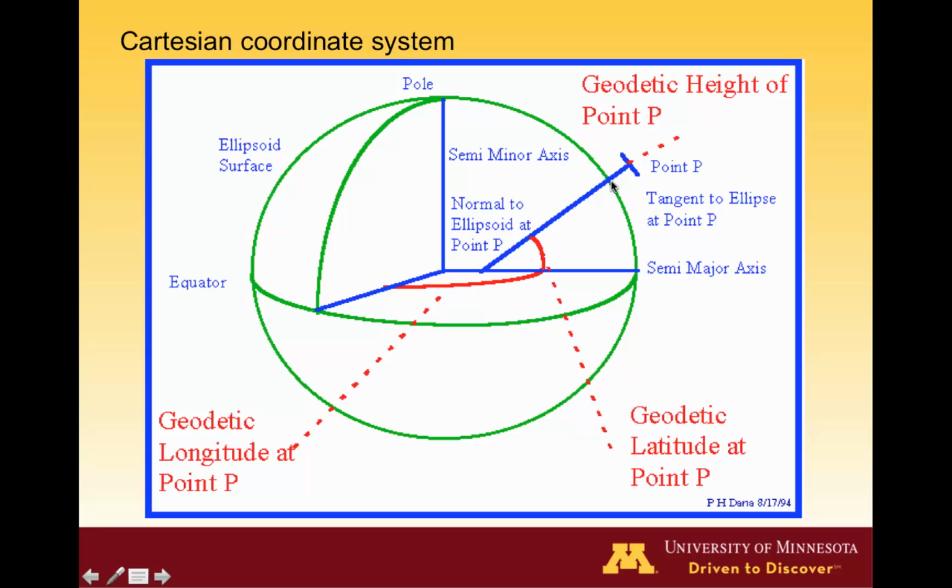And the height of point P is the distance between point P and the point where the line connecting P, normal to the ellipsoid, intersects with the surface of the ellipsoid, which is this point. So this is the height you get for point P.